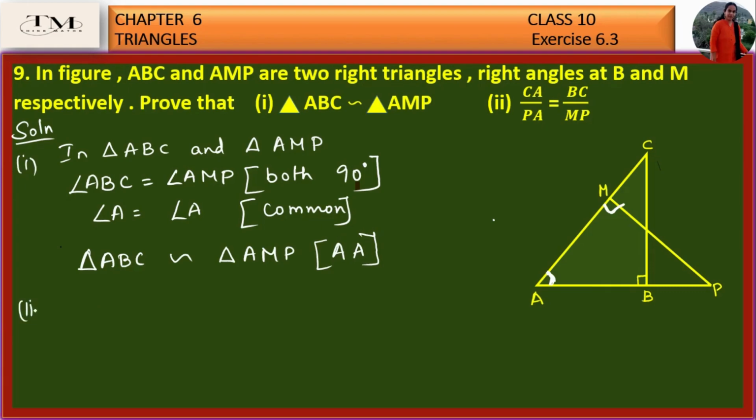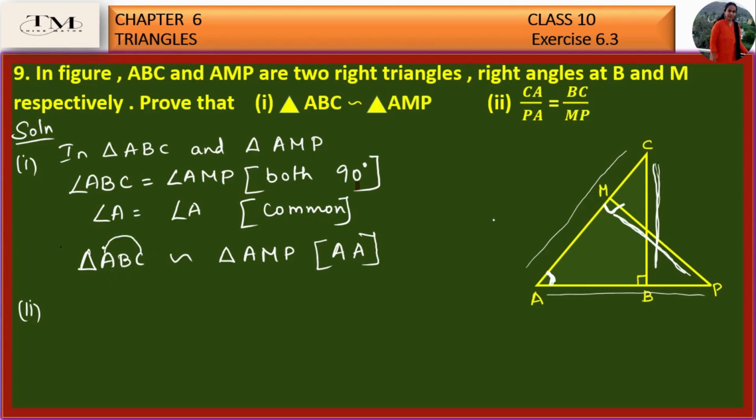What about the second part? It is CA by PA. Where is CA? This line CA is in triangle ABC and PA is in triangle AMP. And the BC line and MP line. These two lines are proportional. They are in triangle ABC and triangle AMP. We already proved that triangle ABC is similar to triangle AMP. Then what will happen? Their sides will be proportional.